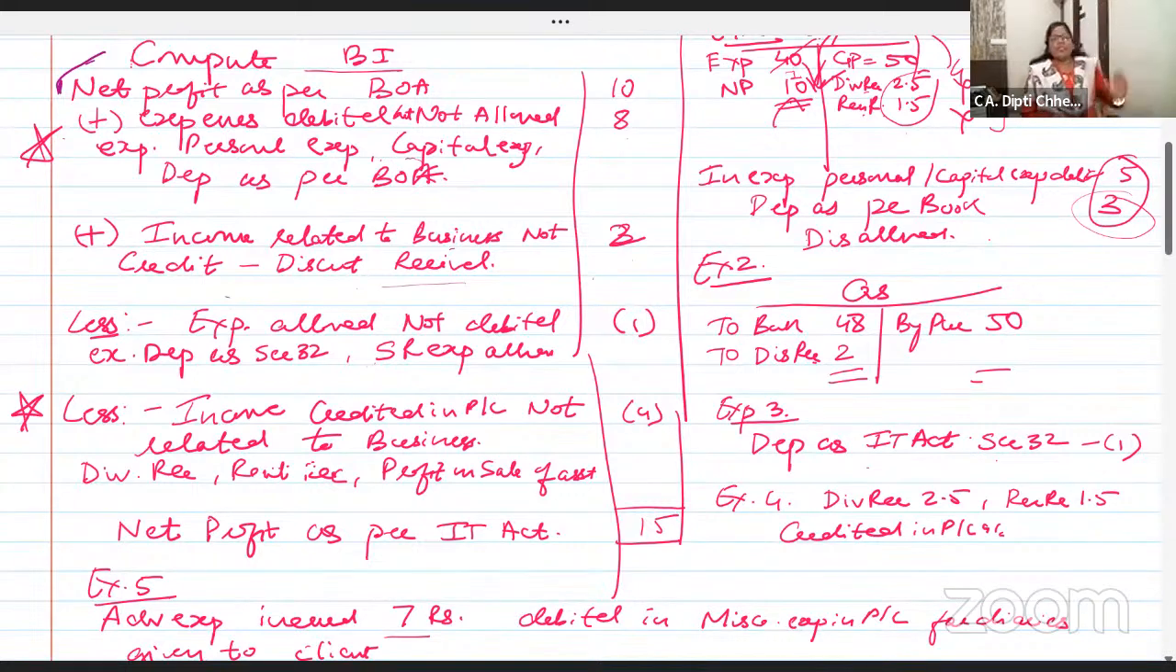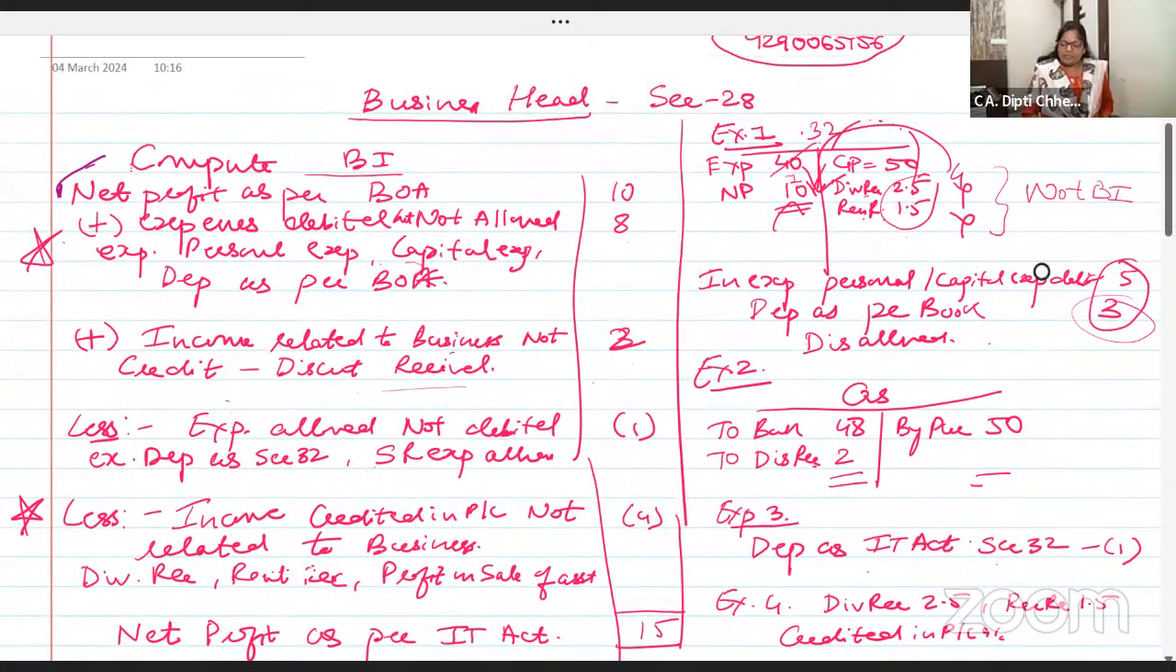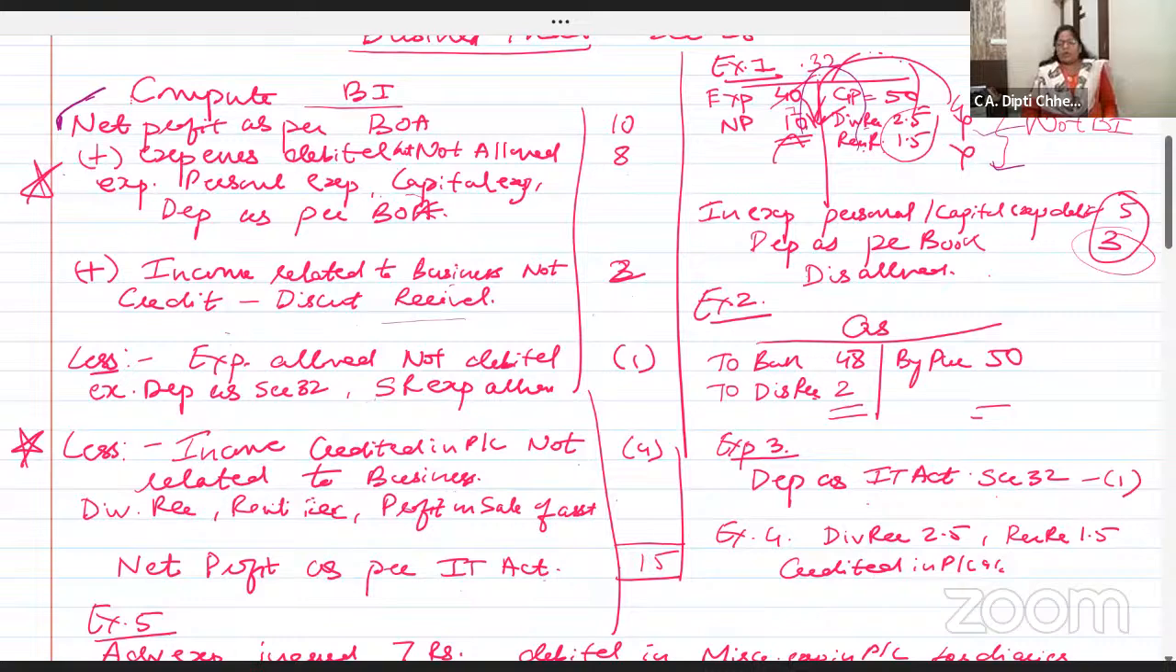Income credited in the P&L, I have done star mark because these are the two popularly asked in exam. You know, in credit side, example 4, they have written dividend received 2.5, rent received 1.5. So this dividend and this rent, 4 rupees is having an impact in the net profit. Whereas I call it as kachra, garbage, not important. Dividend received is taxable in other source. Rent received is taxable in house property. तो निकाल दो यहाँ से less. So income credited in P&L account not related to the business. Remove it. Now you get net profit as per Income Tax Act.